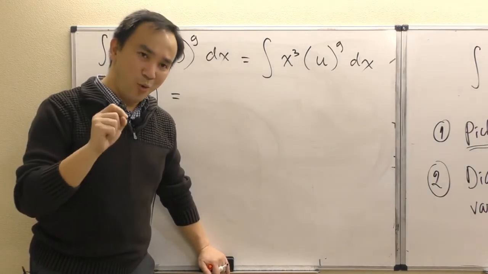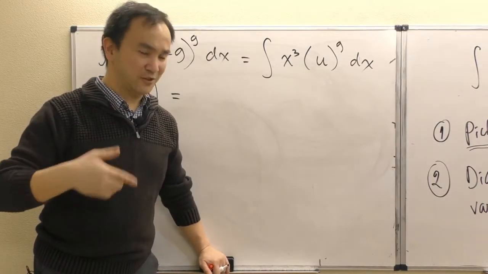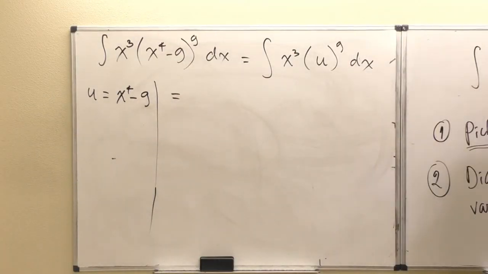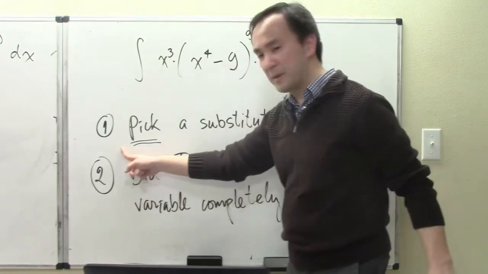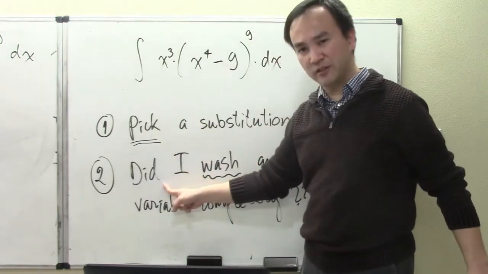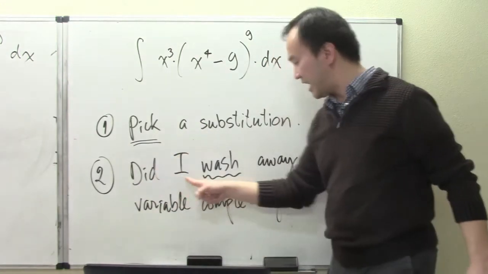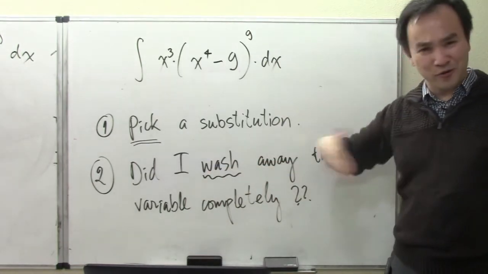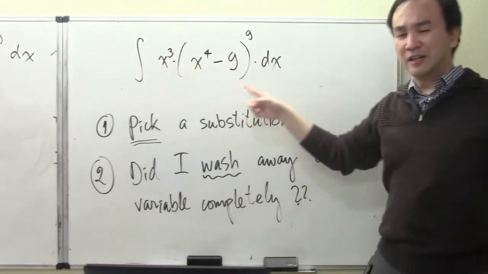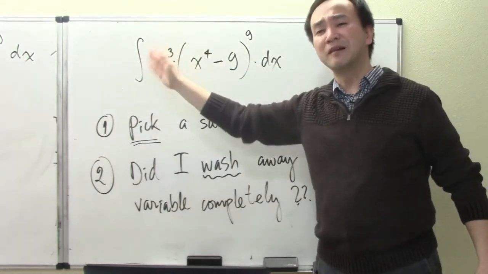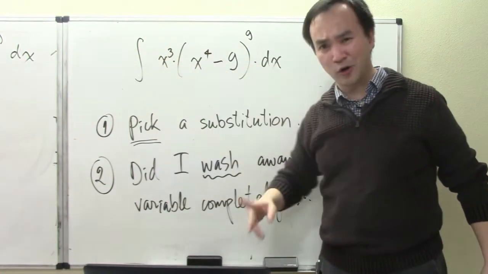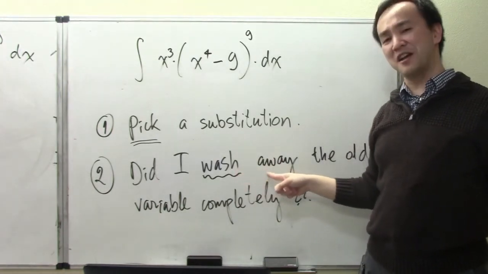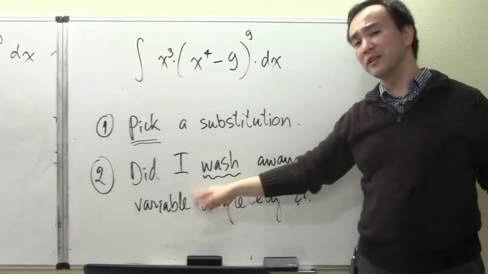Okay, and that's the question I always want to check myself. So I want you to check yourself after you have made your own substitution selection. After you have picked your own substitution, check for yourself by asking that question. Did I wash away the old variable? Wash away means you're going to find your way so that your new expression is completely in terms of the new variable, no more of the old variable. That's what I meant by did I wash away the old variable completely.